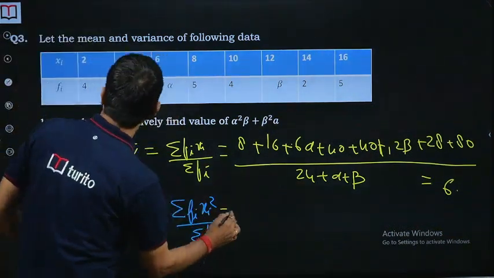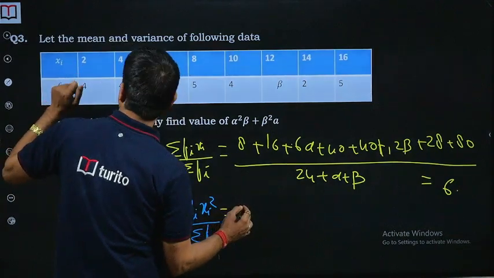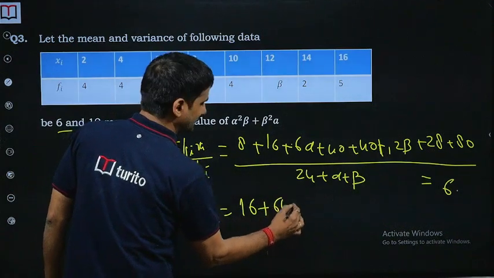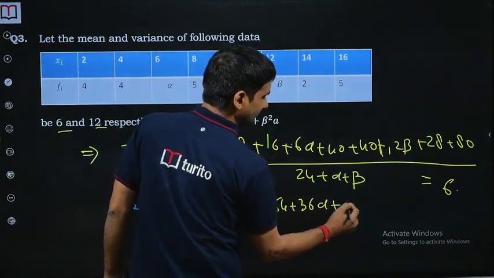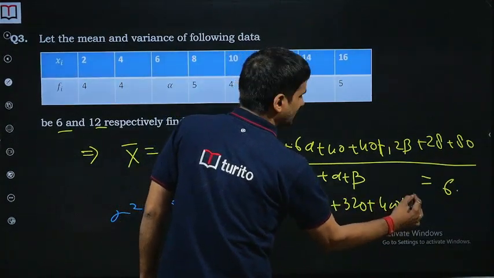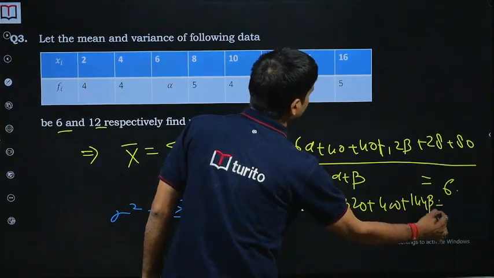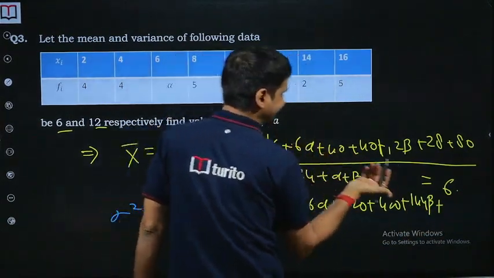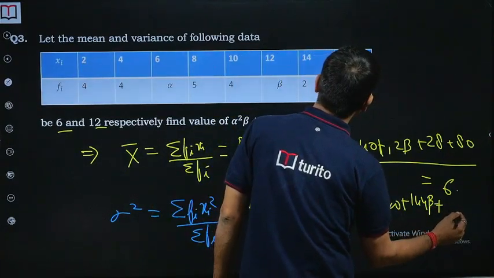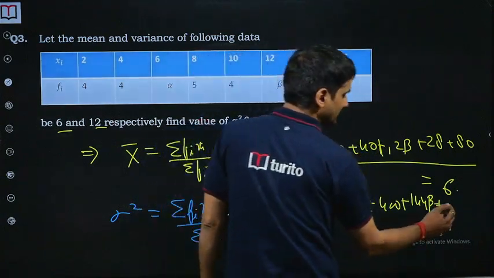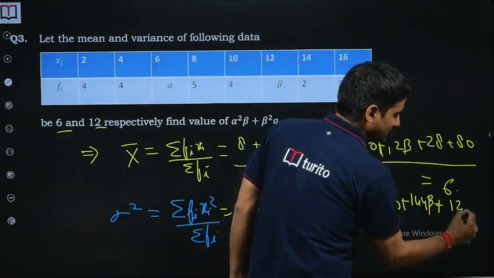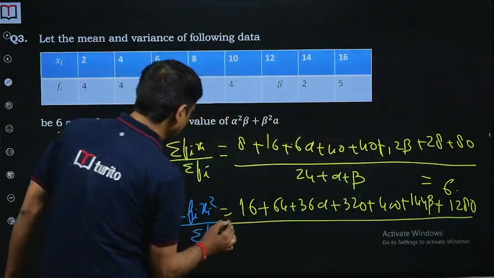Okay, so you should be very clear about all these three possibilities for mean and variance. So how will we do it? Again, it's simple. 4 into 4 is 16, plus 4 into 16 is 64, plus 36 alpha, plus 64 into 5 is 320, plus 100 is 400, plus 144 beta, plus 16 is 256, and how much? Maybe 1280, you can check if I am not wrong in my calculation.